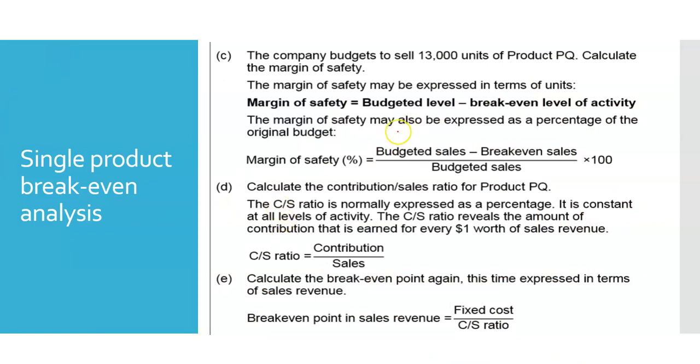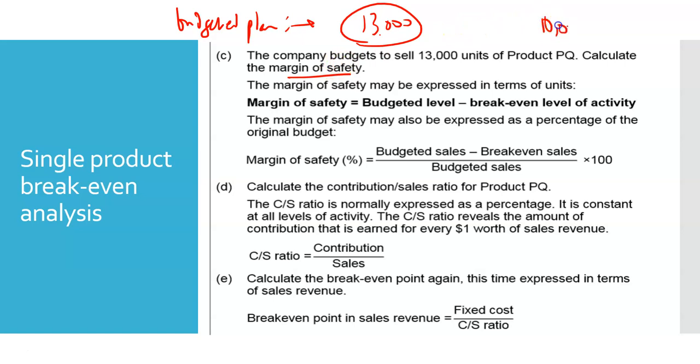Then we have this idea of margin of safety. It literally is saying that you intended to sell, your budgeted plan was to sell 13,000 units. And it's asking: what is our safety net? How low can we go before we hit break even? Break even is 10,000 units.